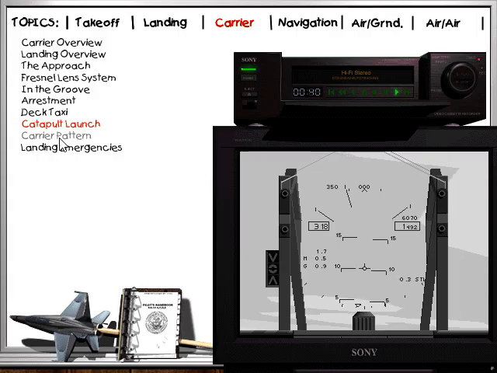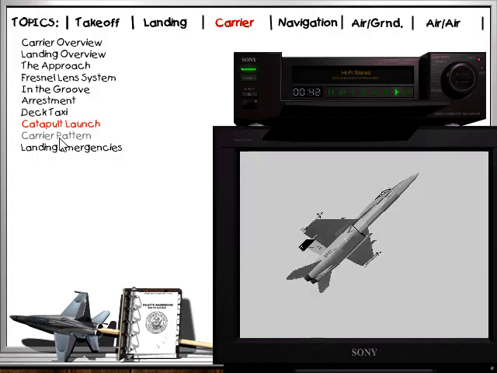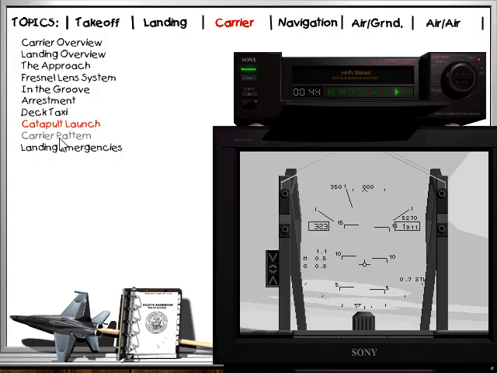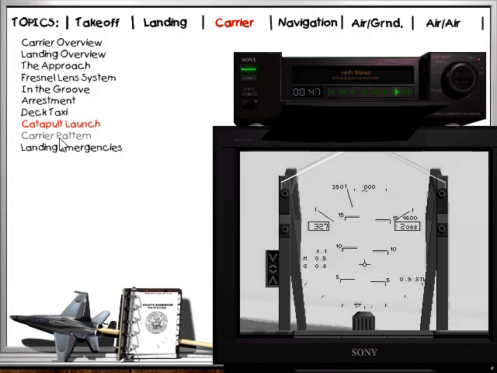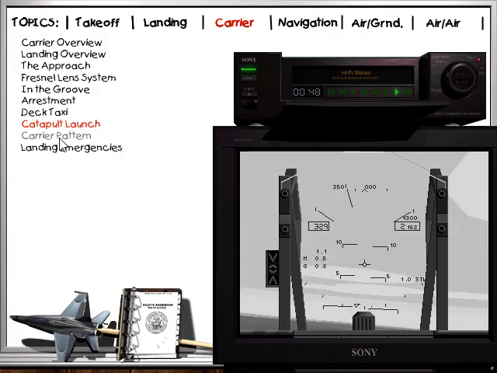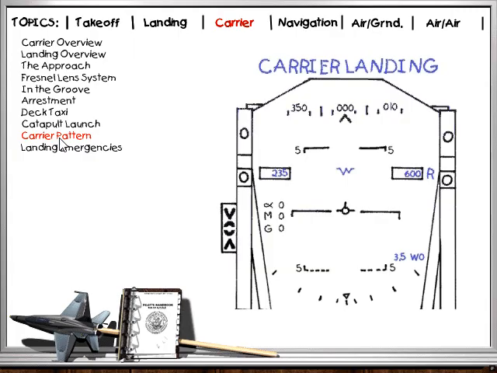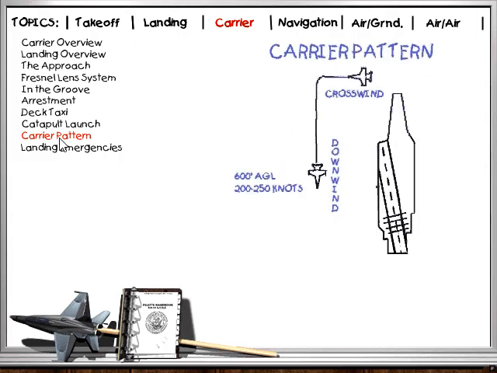If you are entering the carrier pattern, you will only need to climb to 600 feet, and you can reduce to a pattern speed of 200 to 250 knots. Use the radar altimeter mode, selected by pressing Ctrl A, anytime you're flying in pattern. Entering the pattern, climb to 600 feet AGL upwind.